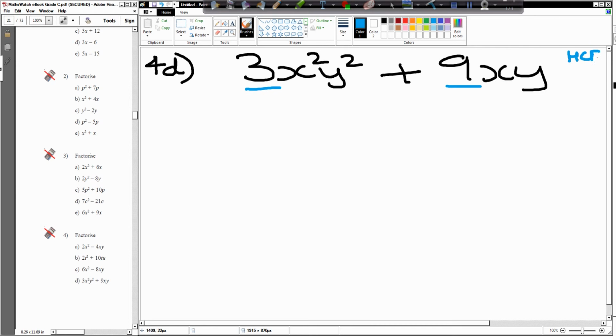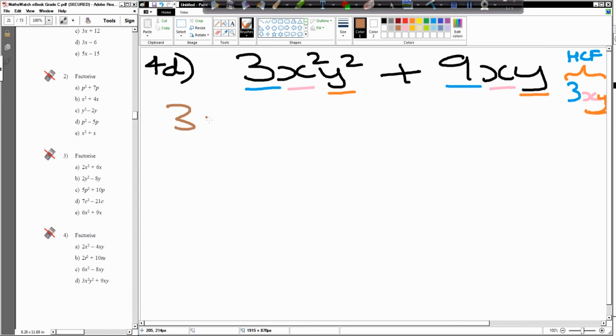3. Highest common factor so far is 3. Okay, now let's have Hamza. By looking at this next letter, what's the common factor there? X. Okay, let's have Afira. By looking at this next part, the y squared element, what do we have common there? Y. Okay, so the highest common factor is 3xy. That's what we're going to pull out from each element. 3xy. So let's now start splitting it up.